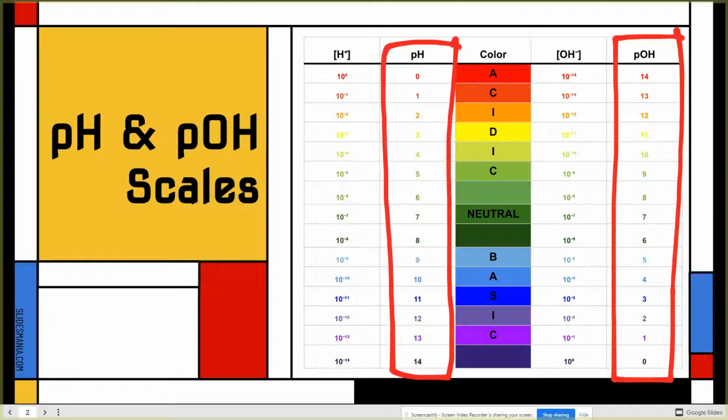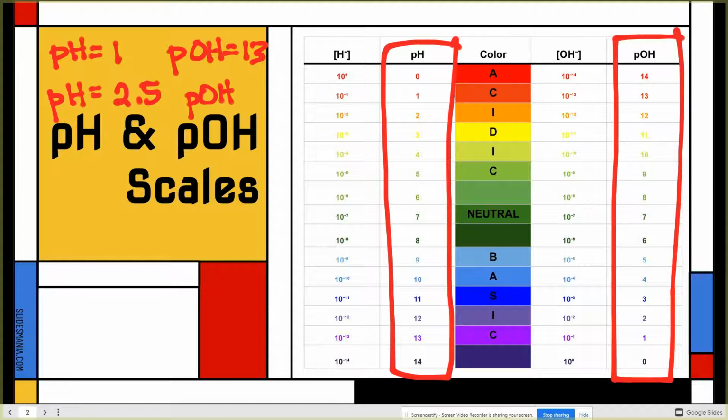You see it? So if you have a pH, let's take an example. If you have a pH of, let's say, 1, if you look at that table, the pOH value is equal to 13. And let's say if you have a pH of 2.5, the pOH would be 11.5.